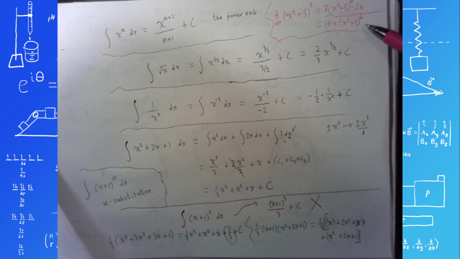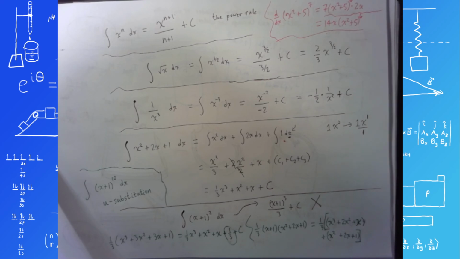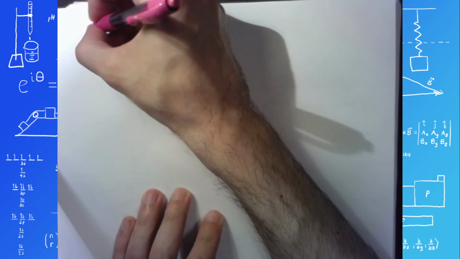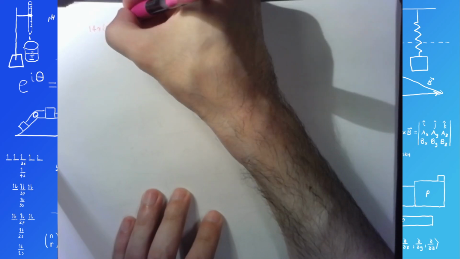Okay, so U-substitution teaches us how to reverse this process. U-substitution is an integration technique that basically allows us to do the chain rule backwards. So let's see how it works. Let me grab a new sheet of paper. Let's try and reverse engineer this, reverse this process using U-substitution, and we'll also learn why it's called U-substitution at the same time. So we have 14x times x squared plus 5 to the 6th.